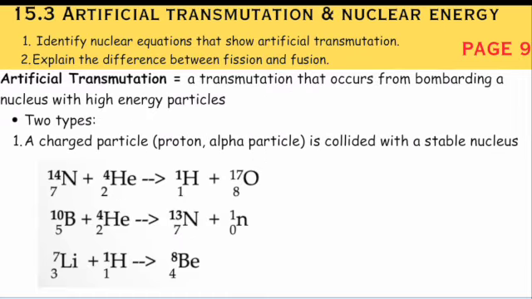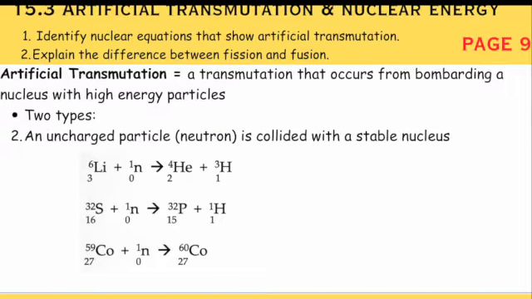There are two kinds of particles that could be shot at a nucleus. The first one is a charged particle. These would be your protons or your alpha particles, which are collided with some sort of stable nucleus. This process requires a particle accelerator, because those charged particles need to be accelerated to really extreme speeds to be able to overcome the repulsion between the bombarding particle and the nucleus. So notice how we have two reactants now. Anytime you see two reactants, an atom and a particle, that means it's an artificial transmutation.